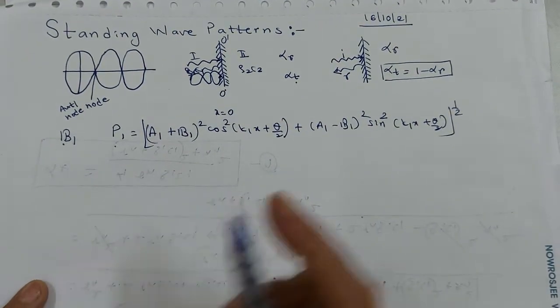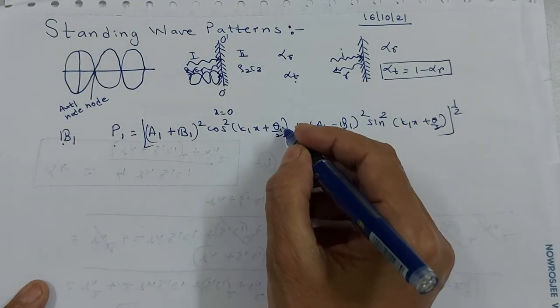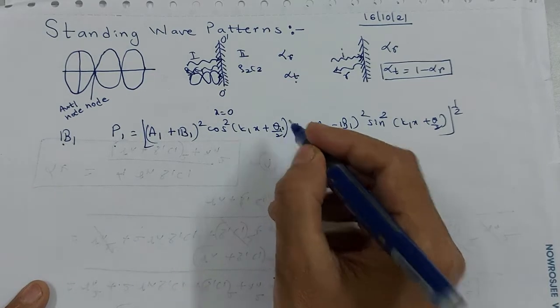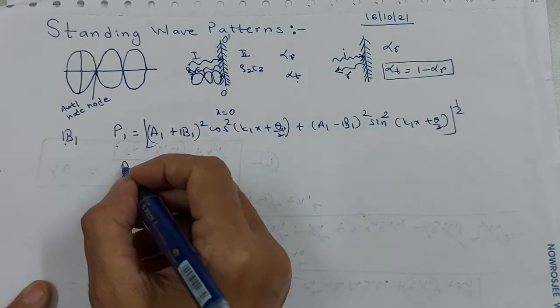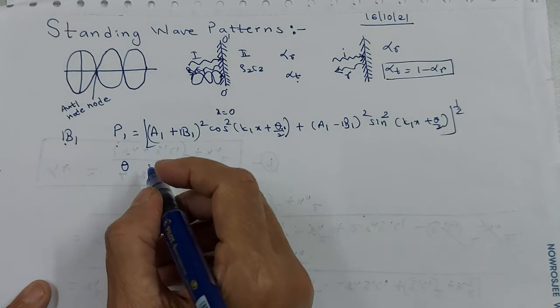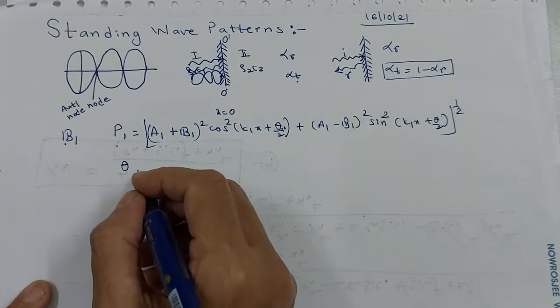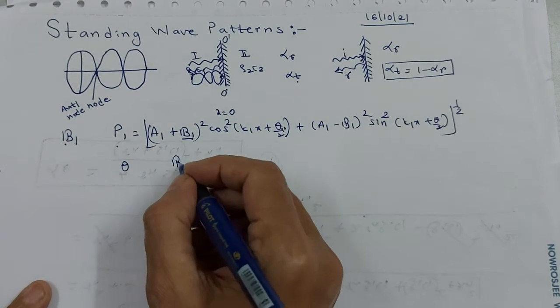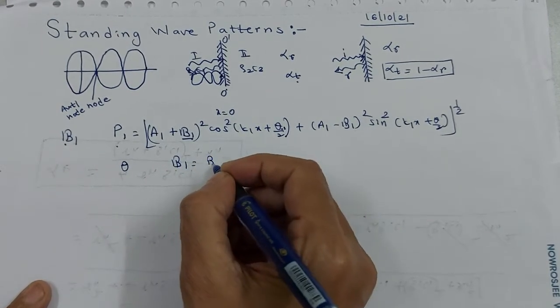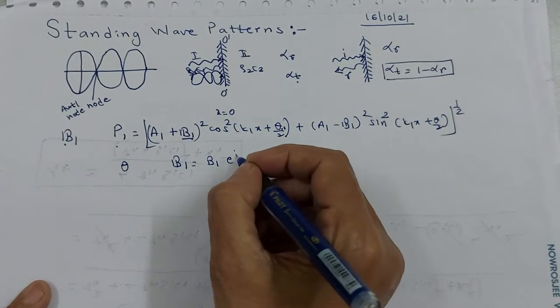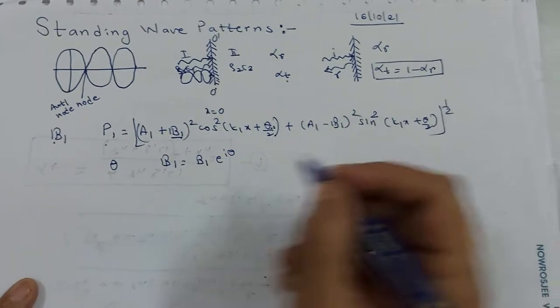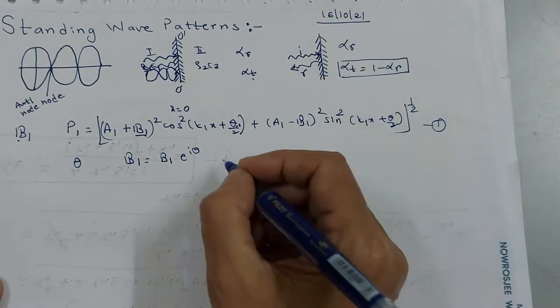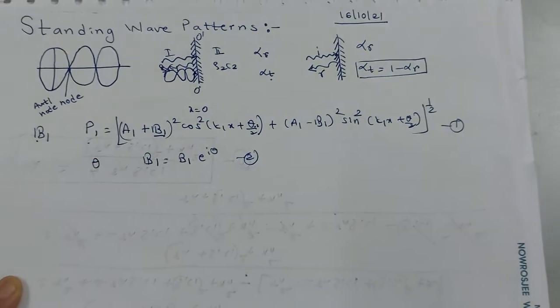Fine. Now what is theta over here? Theta here is the plane angle. What is this theta defined as? Theta will be defined over here in the expression for my complex B1. So I can say complex B1 is equal to real B1 e to the power i theta. I'll say this is my equation number 1 and this is my equation number 2.